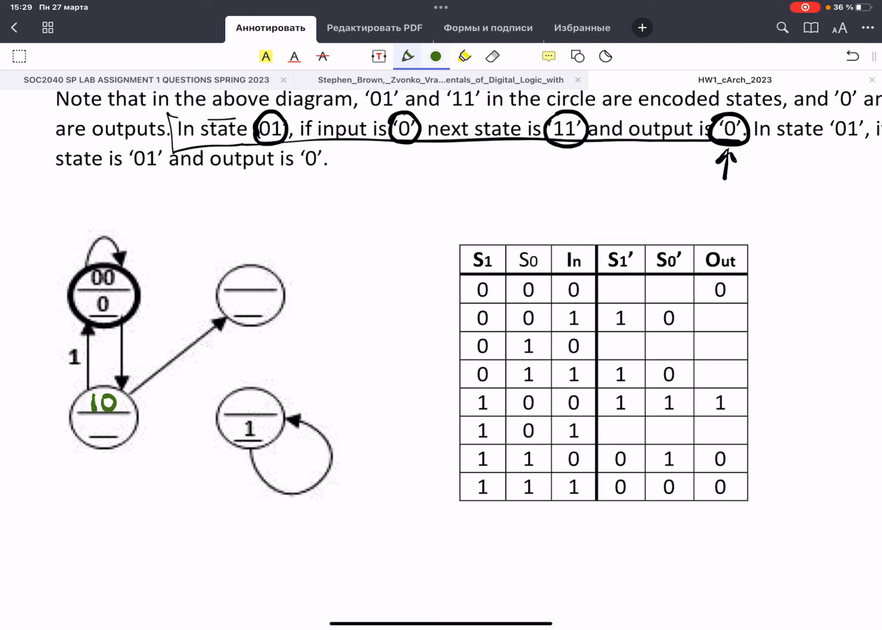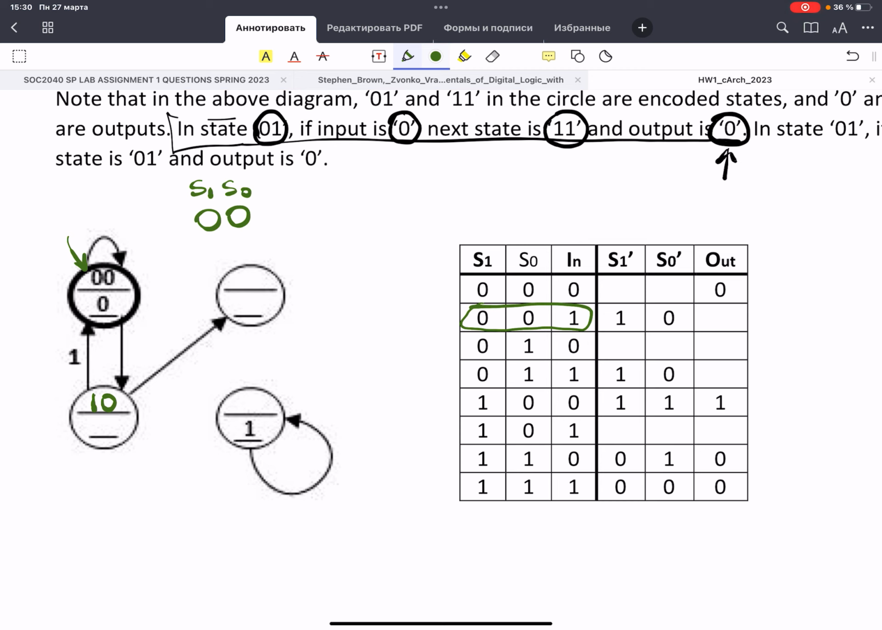Let's say it's 1, 0, and we're given the current state here. Firstly, I have to tell you what S1 and S0 are. This is S1, if this is the state, and this is S0.